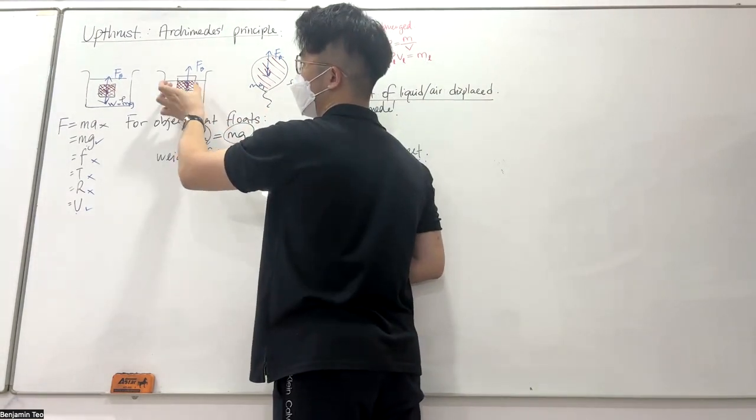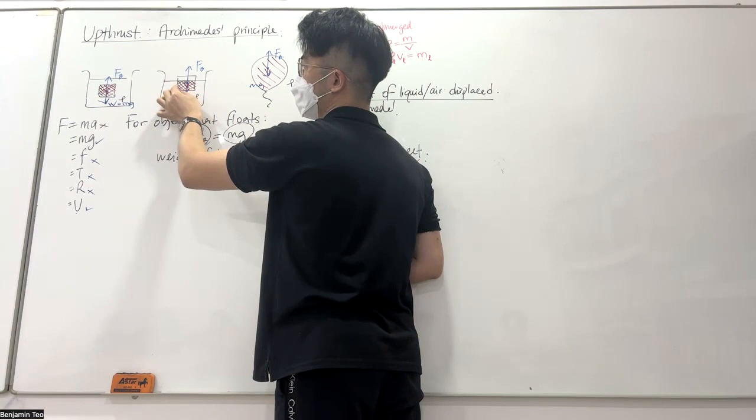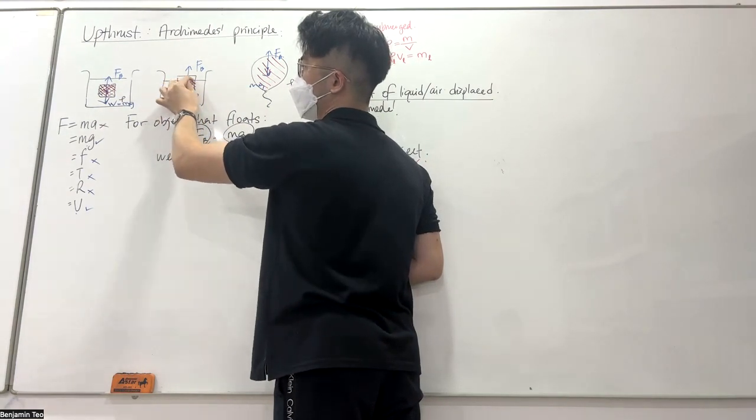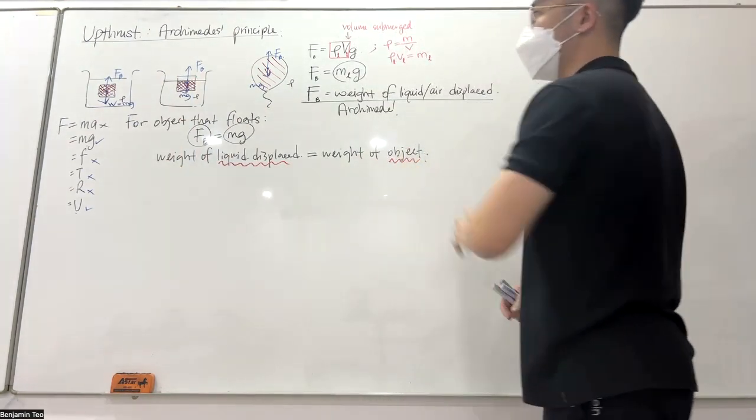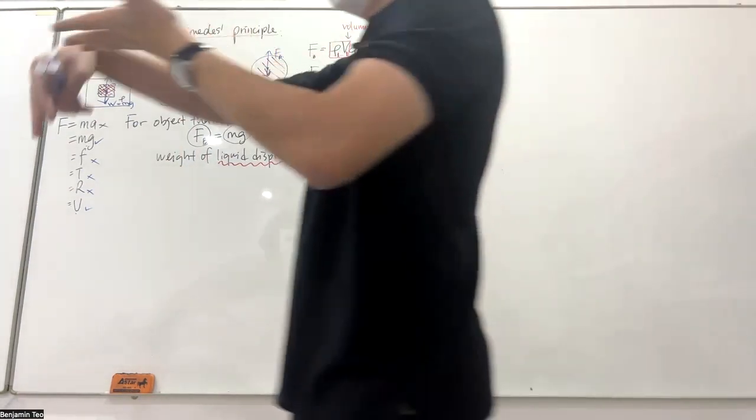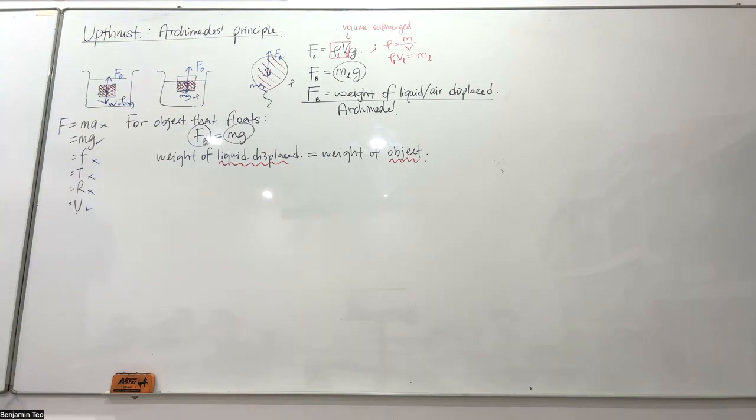Say this object wants to float. It has to make sure the weight of the water it displaces must balance with its own weight. If you jump in the water and you are completely submerged, that's the maximum weight you can displace already.